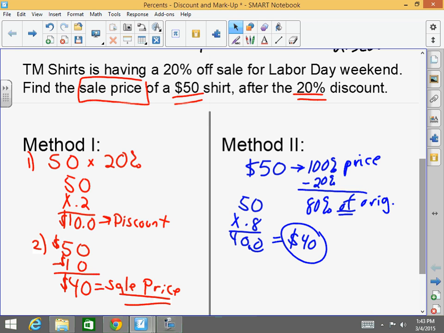So it doesn't matter to me which one you use. I definitely need you, though, to choose one or both. It's up to you.